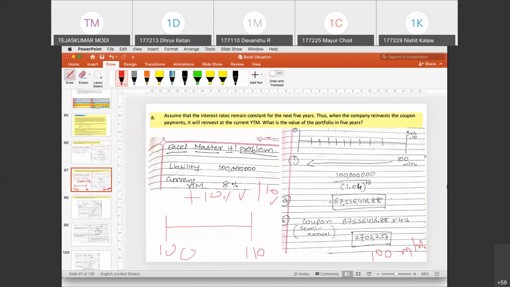So the question is how it would become 100 million after 10 periods or 5 years? Because when I'm buying the bonds worth 67 million today, I will receive coupons. I will receive coupons 10 times, right? Every 6 months.